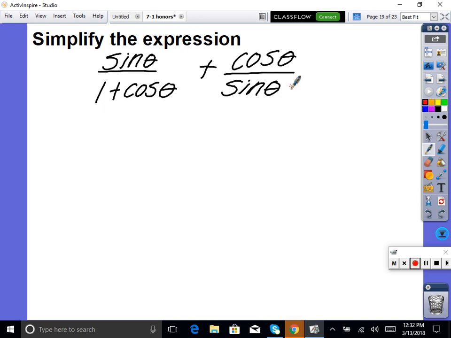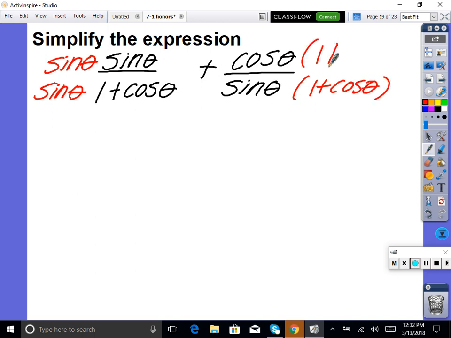If I bring sine up, that's not going to fix anything, correct? So what are we going to want to do? We must get a common denominator because we can always put two pieces into one piece with a common denominator. So let's multiply by sine of theta. This one we're going to multiply by parentheses 1 plus cosine of theta.